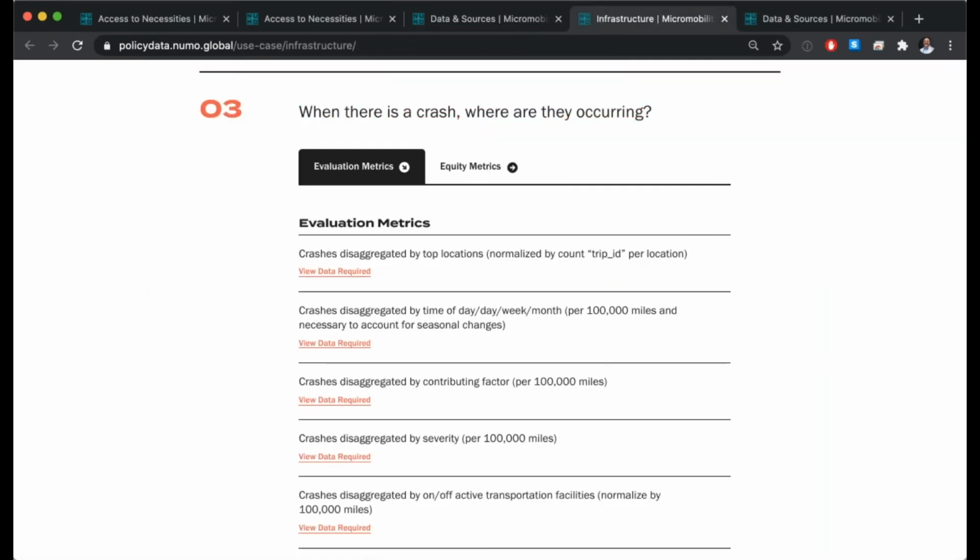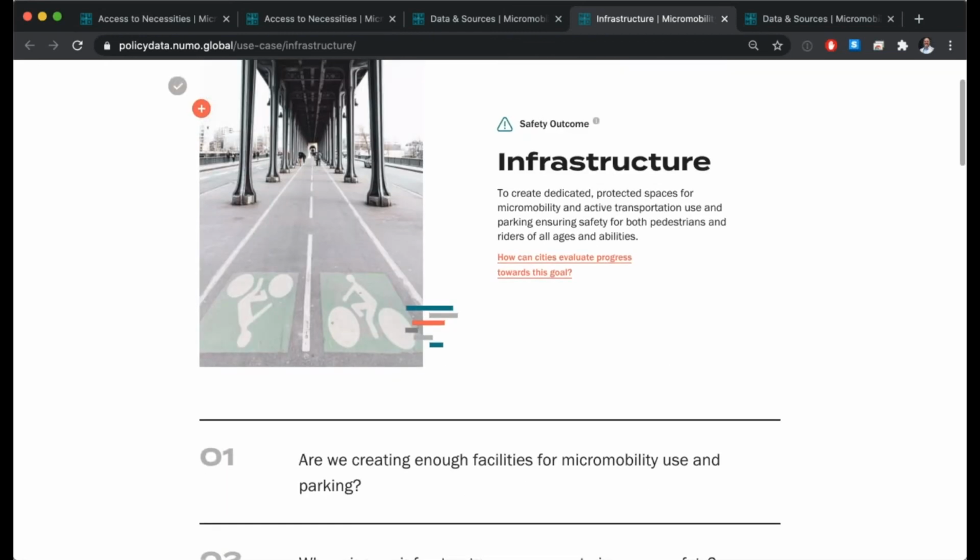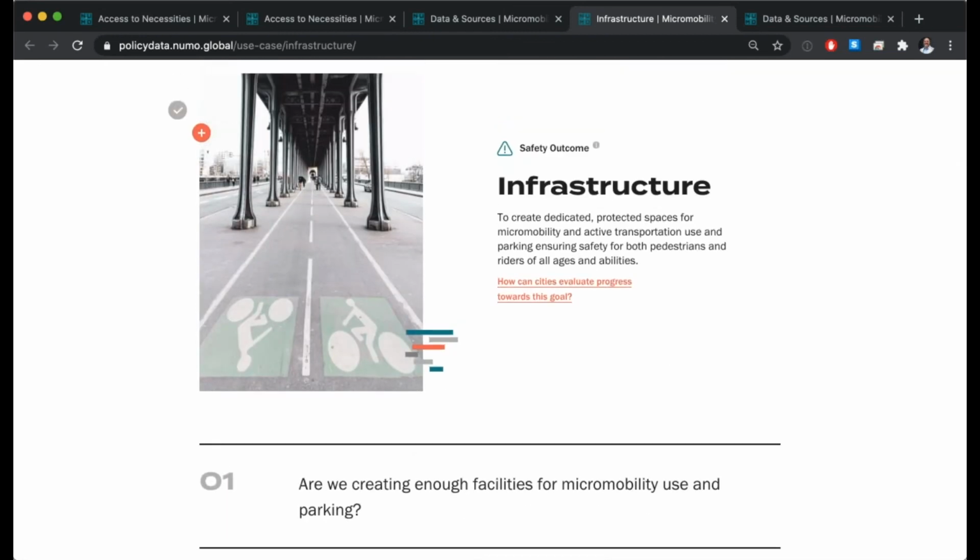So last but not least, I'll take you over to infrastructure. One of the discussions we had around infrastructure was whether or not infrastructure and planning was worthy of its own category and should be a call out. But what we realized after a lot of debate was that infrastructure should be a safety-based outcome. And so that is why we've included infrastructure under safety, because our goal for that is to create dedicated protected spaces for micromobility and active transportation use, and ensure parking ensuring safety for both pedestrians and riders of all ages and abilities.